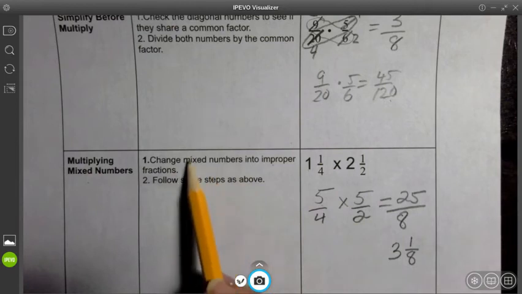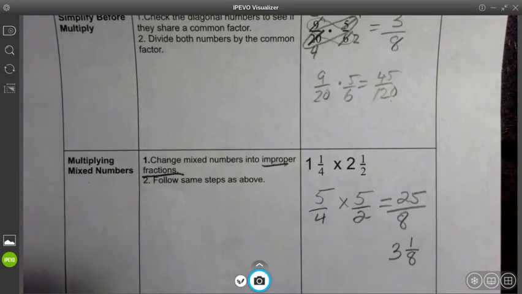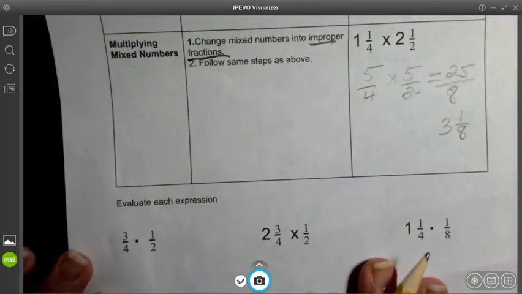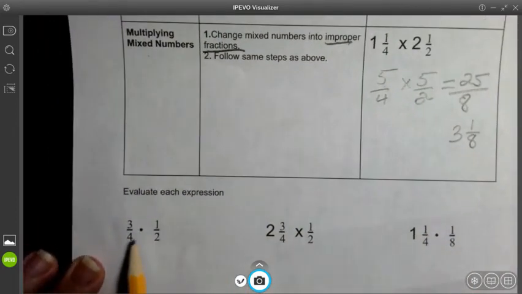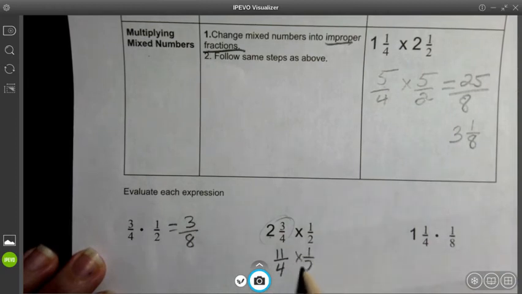So, first thing, you must change them into improper fractions. You will not get the correct answer if you leave them as mixed numbers. So if we quickly practice on the bottom, okay, so I just need to multiply my numerators. 3 times 1 is 3. Multiply my denominators. 4 times 2 is 8. 2 and 3/4 times 1/2. Oh, I have a mixed number. I don't have a fraction. It needs to be a fraction. So 4 times 2 is 8 plus 3. I have 11/4 times 1/2. Multiply my numerators. I get 11. Multiply my denominators and I get 8.